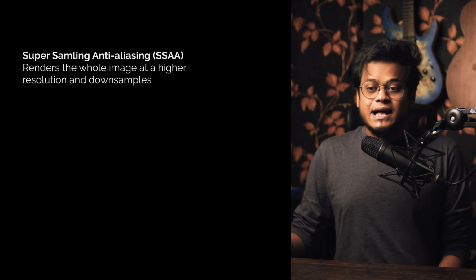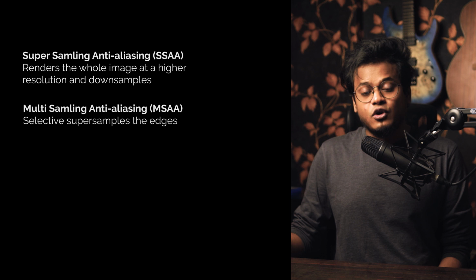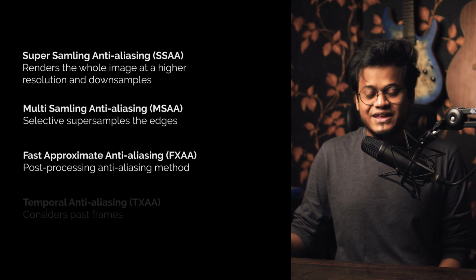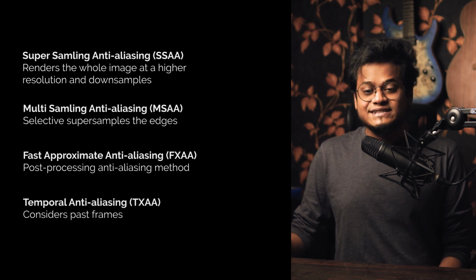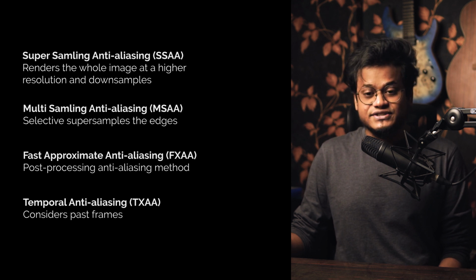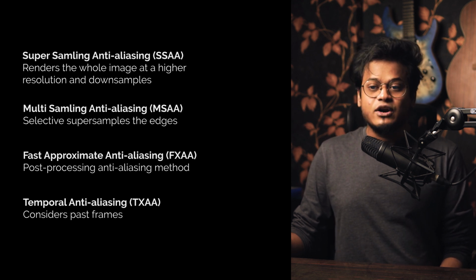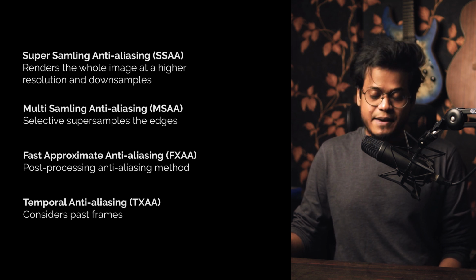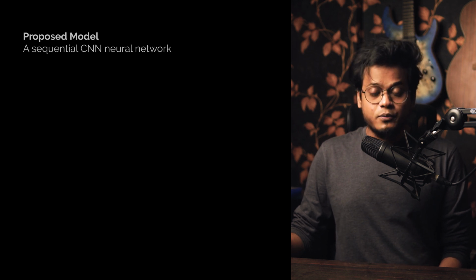Now there are several anti-aliasing methods that are being used industry-wide. Some of them include supersampling anti-aliasing, where we render the image initially at a higher resolution and then downsample. Multisampling anti-aliasing, where we supersample only the edge. Fast approximate anti-aliasing, which is a post-processing type of anti-aliasing technique that applies to the whole image. And temporal anti-aliasing, where it takes into account previously rendered frames among others. Most of these methods have their own pros and cons along with performance characteristics which we discuss in detail in the paper. Now let's talk about our proposed model.